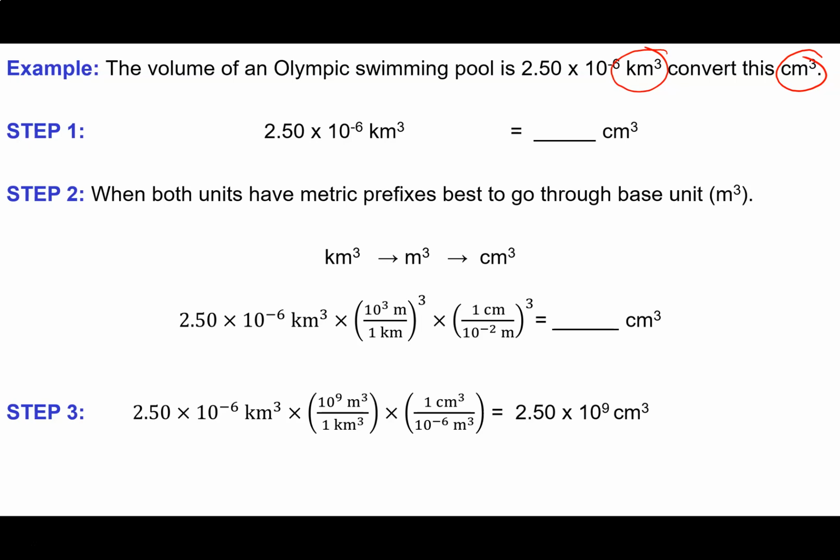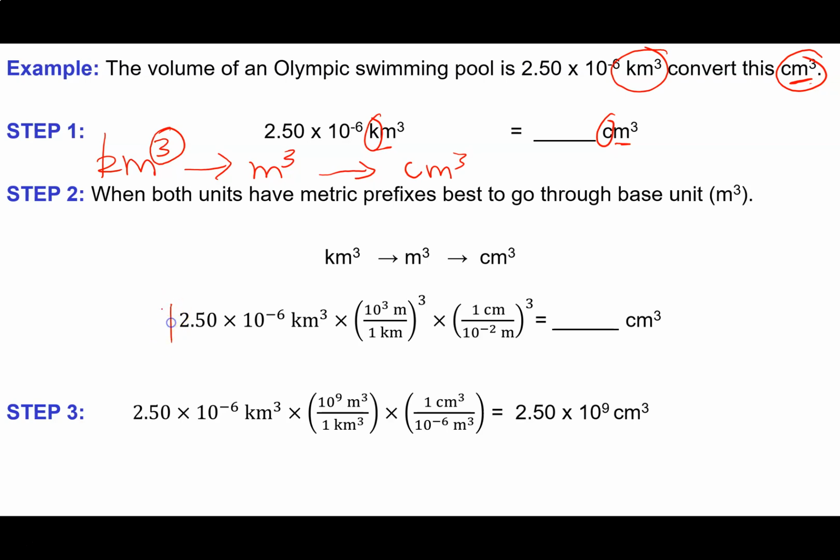Okay, so I need to turn 2.5 by 10 to the minus 6 kilometers cubed into centimeters cubed. So this is going to be my setup. Now I note that both of these are metric units that have a prefix. So I know I'm going to go through the base unit. So I'm going to go from kilometers cubed to meters cubed to centimeters cubed. And then the other thing that I'm paying attention to is the fact that my conversion factor is going to need to be cubed. All right, my conversion factor will need to be cubed.